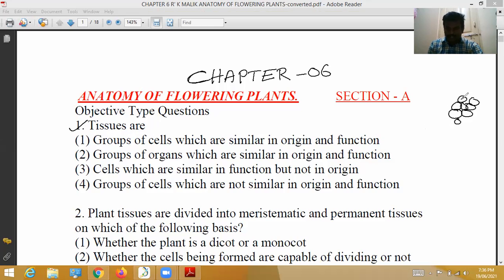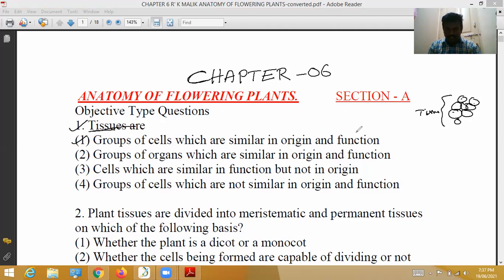The cells of a tissue generally have a common origin and perform a particular function. In higher plants, tissues show a division of labor and form 3 basic tissue systems. So the tissues are, already we discussed that. So option 1, if you see, a group of cells, this is the tissue.